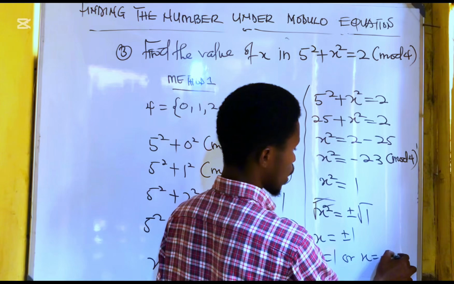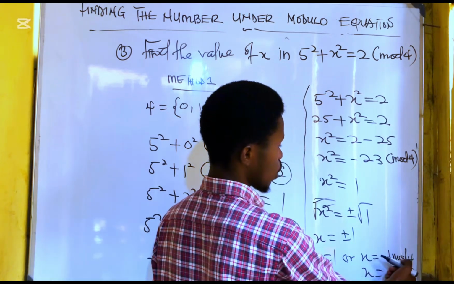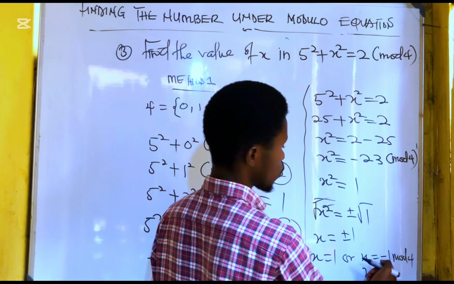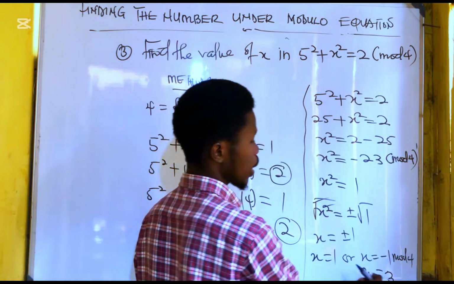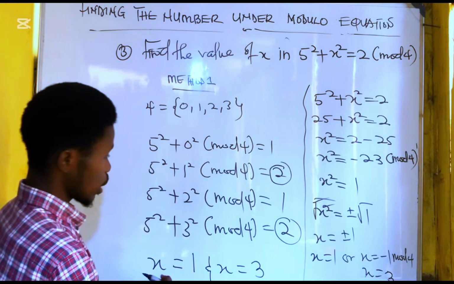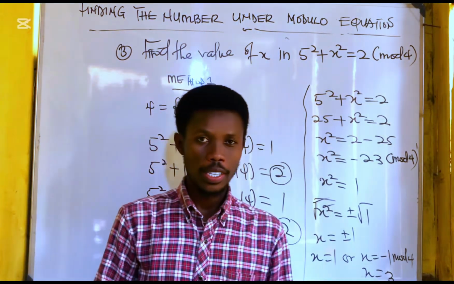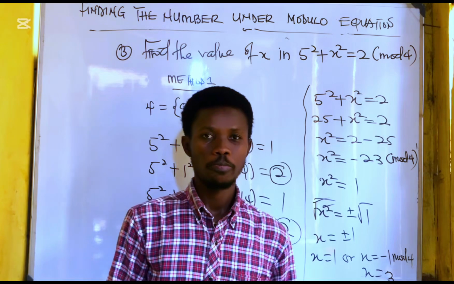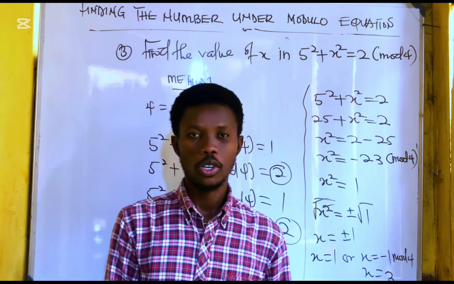So here it is under mod what? 4. So negative 1 mod 4 will be 3. You just add positive 4 to the negative 1. That will give you 3. So the answer will be x equals 1 and x equals what? 3. Which is the same thing here. Is that okay? Very good. So that's the last example. Now let's move on to the next question or the next topic.